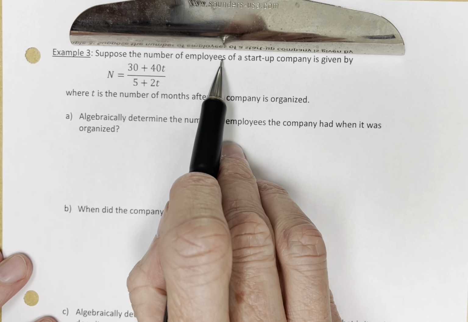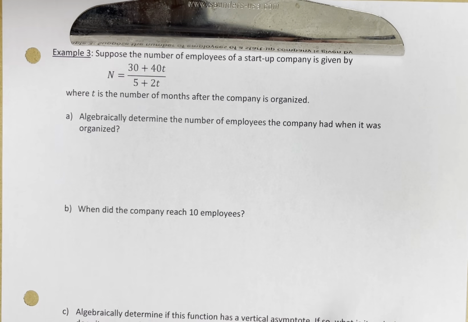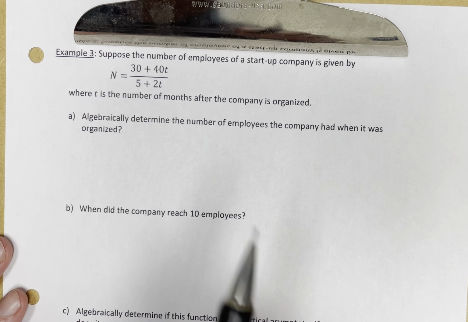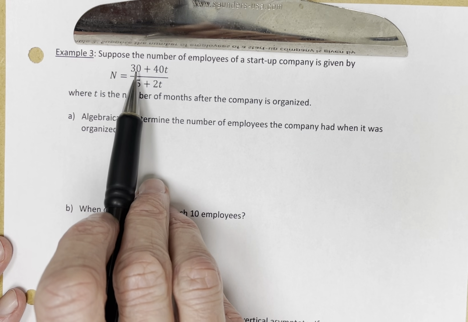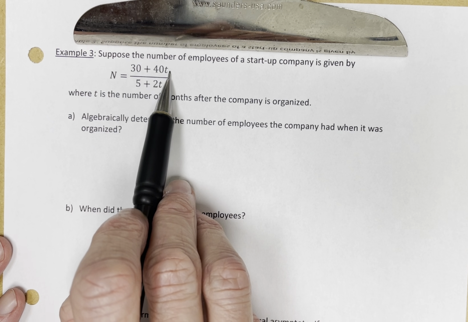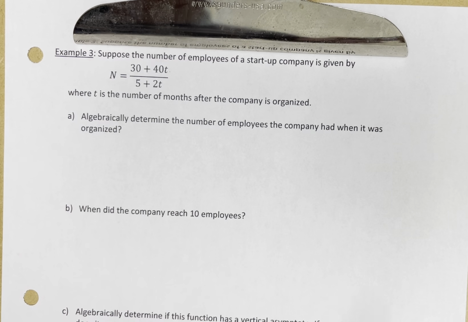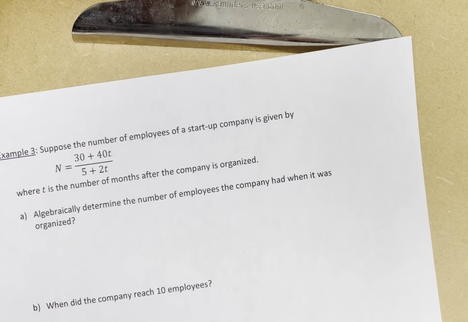Example number 3 here. Suppose the number of employees of a startup company is given by the function n equals 30 plus 40t divided by, wait a second here, oh, okay, never mind.